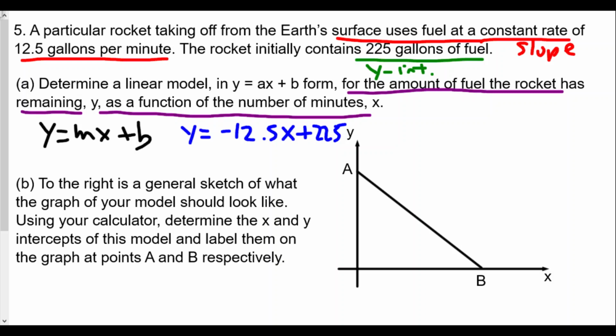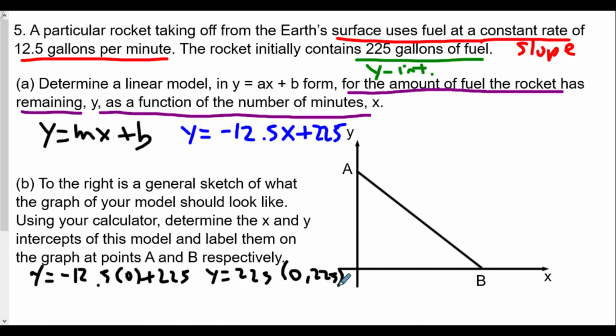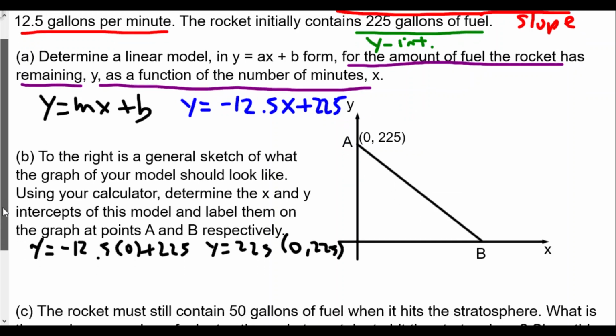Well, we know in this case, we'll begin with using our function when x equals 0. So we have y is equal to negative 12.5 times 0 plus 225. We get a y value of 225, giving us a coordinate of (0, 225). And that's important because that's going to be the coordinate we have here. So let's type in that coordinate. The coordinate here will be (0, 225). That's point A.